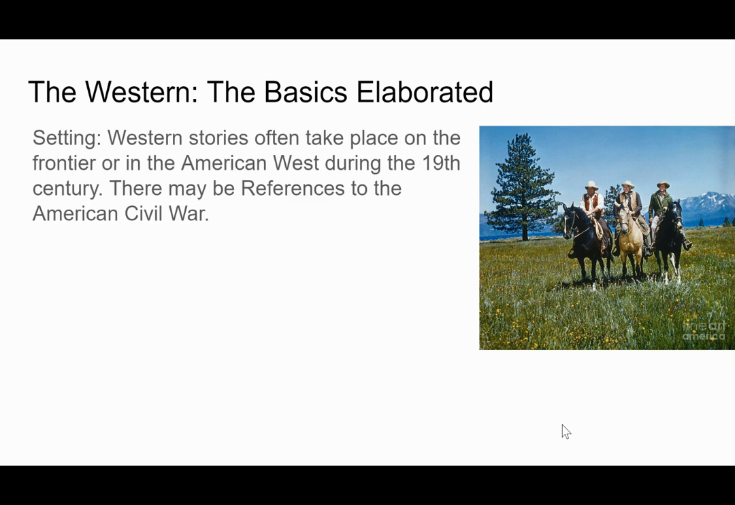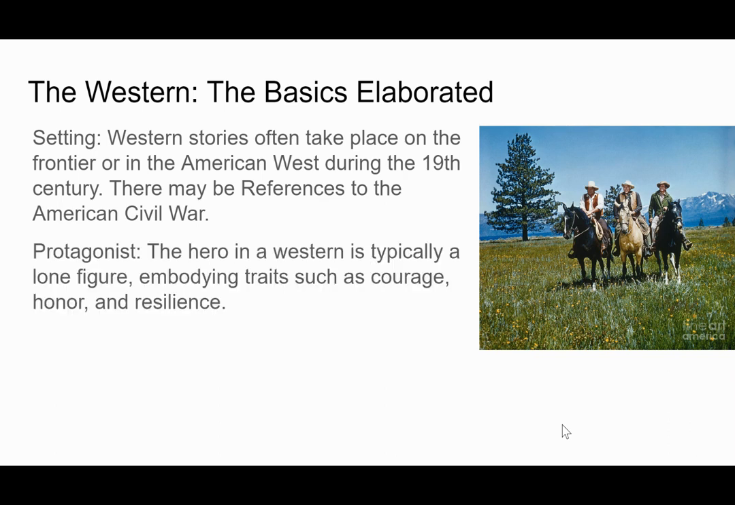Again, it's going to be the frontier of the American West. There may be some references to the American Civil War. The hero is going to be a lone figure, even though I've got three people here. It's one family, a father and his two sons on a ranch out in the middle of Nevada. But they're going to look at courage and honor and resilience and all of the things that are supposed to be, again, a code almost. And I would point out that their view of courage and honor and resilience and their code in some ways might be similar to the hard-boiled detective's code.